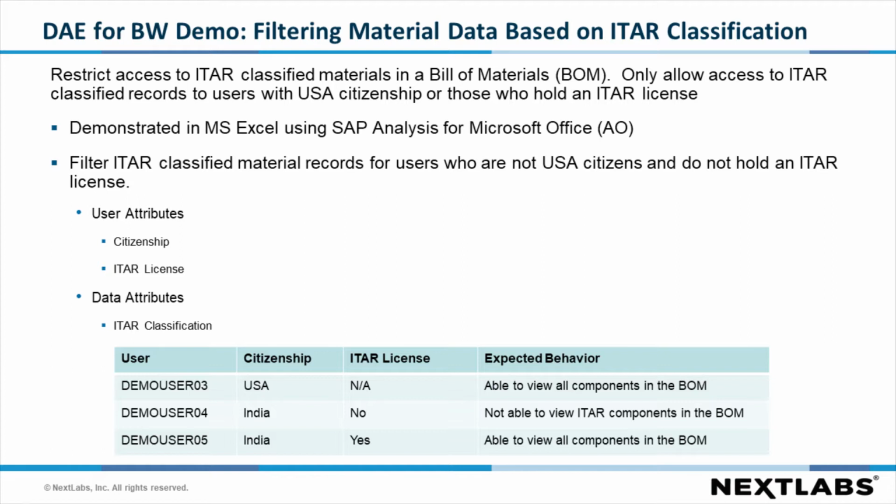Demo user 3 is a citizen of the US and will be able to view all components in the bill of materials. Demo user 4 is not a citizen of the US and does not have an ITAR license, so will not be able to view components that have an ITAR classification in the bill of materials. And finally, demo user 5 is not a US citizen but does have an ITAR license, and therefore will be able to view all components in the bill of materials.